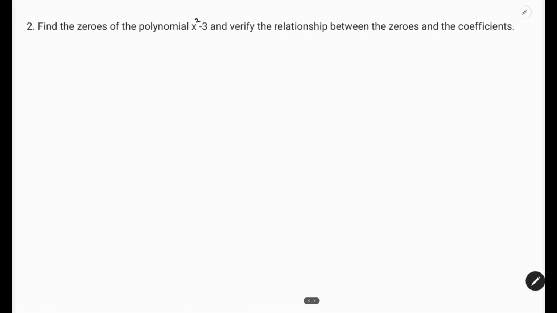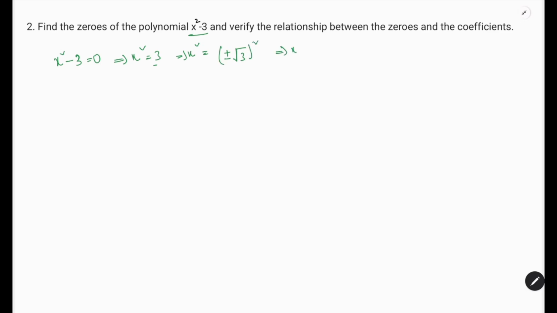Next one, find the zeros of the polynomial x square minus 3, and verify the relationship between the zeros and the coefficients. See, polynomial p of x equal to x square minus 3 equal to 0. So here x square equal to 3. x equal to plus or minus root 3. 3 can be written as root 3 whole square.